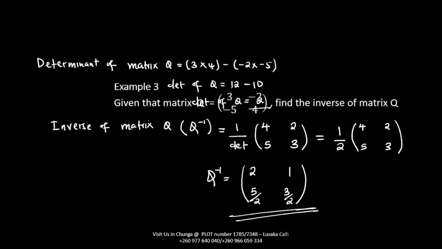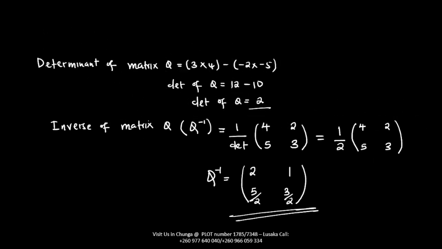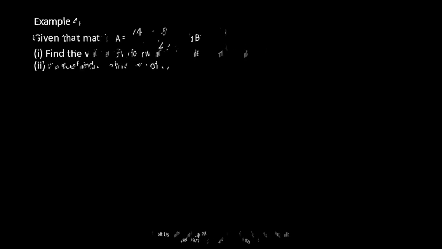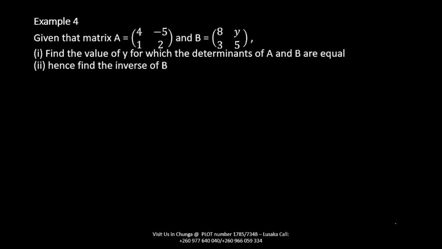So example 4 is our last example, and the question says, given that matrix A is equal to 4, -5, 1, and 2, and B is equal to 8, Y, 3, and 5, then number 1, find the value of Y for which the determinants of A and B are equal.